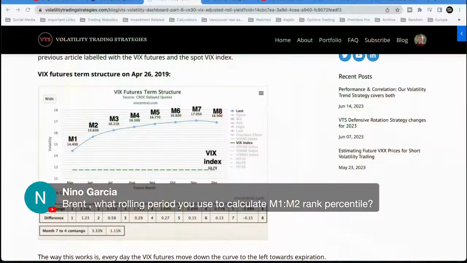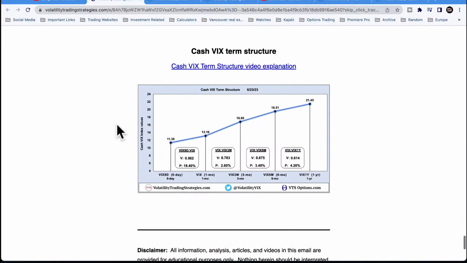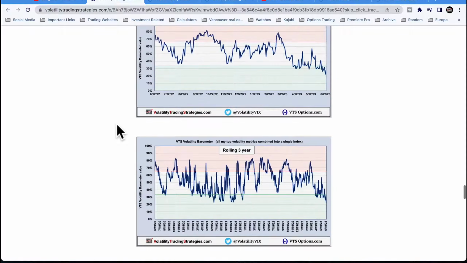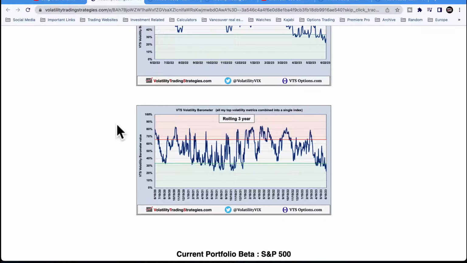What rolling period do you use to calculate M1 to M2 rank percentile? This goes all the way back to July 17th, 2006. You might think, well, that's a very silly specific number. Here's my daily emails. And all of these percentiles are going back to July 17th, 2006, because a lot of this data that I'm using for my inputs and certainly for the volatility barometer, they weren't all available back to the launch of VIX futures, which was March 26, 2004.